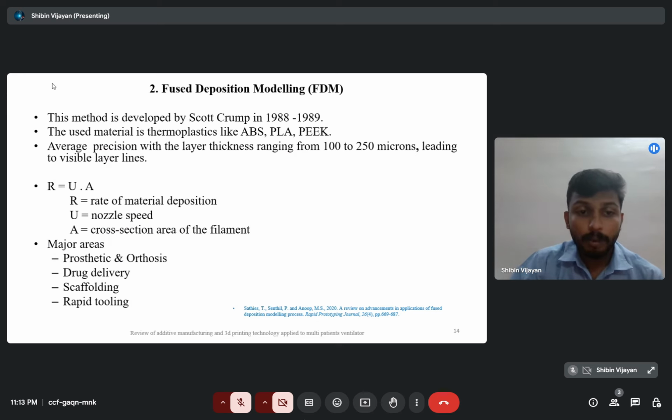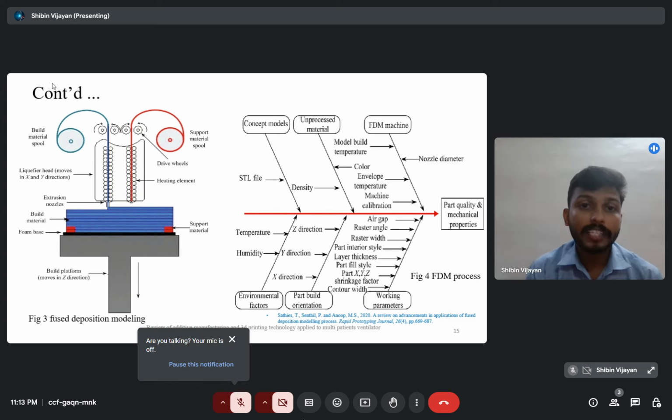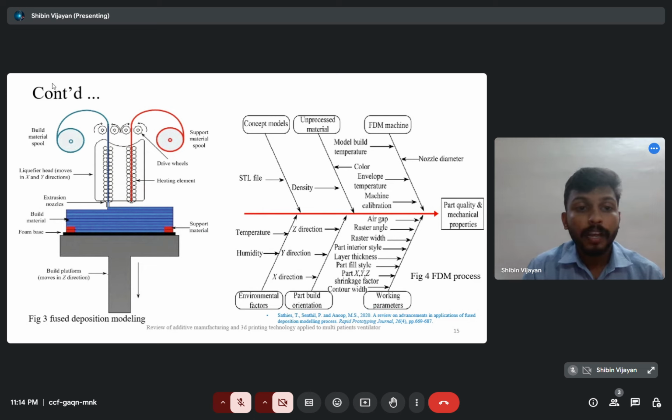Major areas include prosthetics, drug delivery, scaffolding, and rapid cooling. The pictorial representation of the FDM is shown, where the building material spool is in blue color and the supporting material in red color. The nozzle is heated above 100 degrees Celsius, and the spool is melted into a molten stage, and layer by layer adding of the building block structure makes up the product.